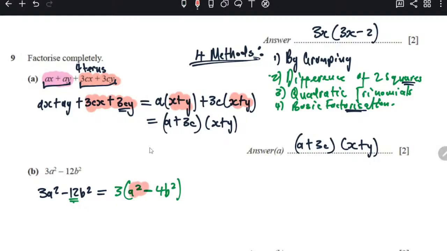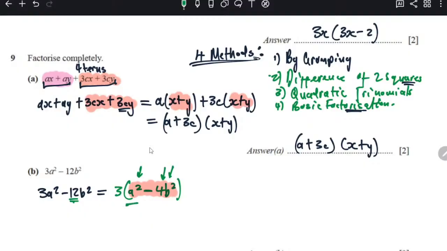If you look inside the bracket, you're going to see an a squared, which is a square number. You're going to see a 4, which is a square number. You're going to see a b squared, which is a square number. 4 is a square number because it's 2 times 2. And you're going to see that they're subtracting each other. So this is difference of two squares.